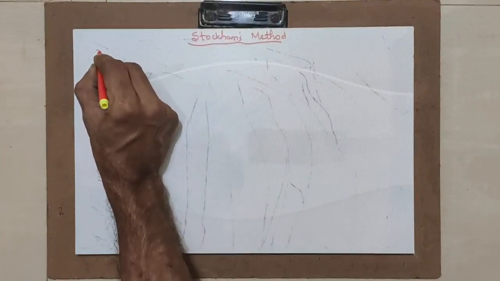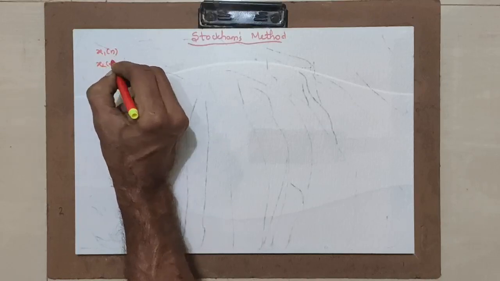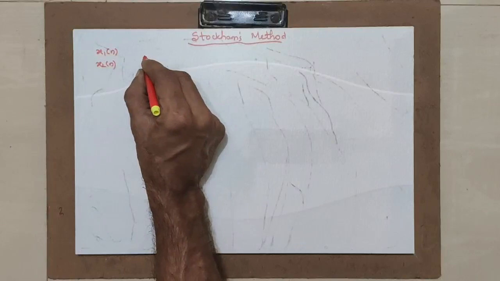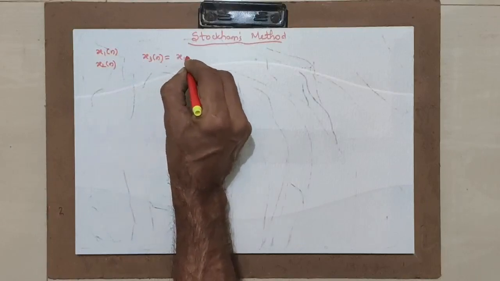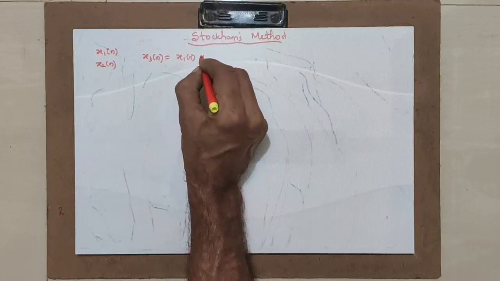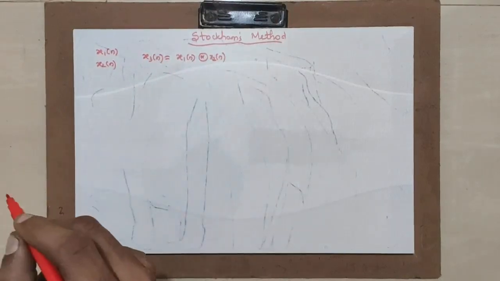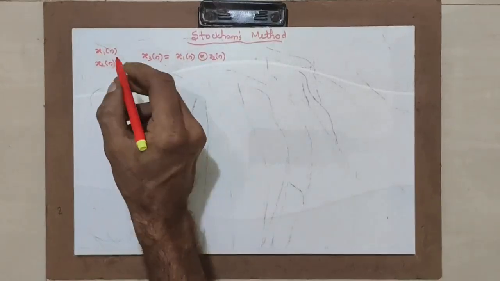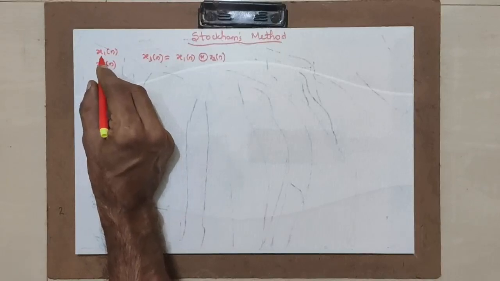You are given obviously 2 signals x1n and x2n. I have to circularly convolute these two so as to find the third signal. Third signal x3n I am finding out with the help of circular convolution of these 2 signals, correct? Now how I am doing it in case of Stockham's method is I will be finding the DFT of the first signal.